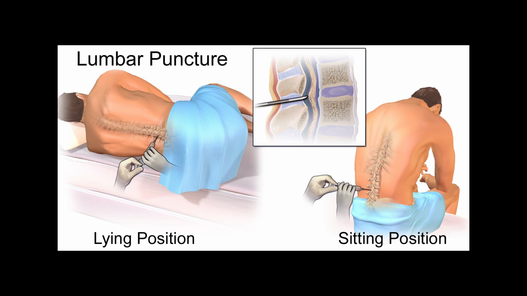Nursing considerations. Ensure that the patient is positioned on one side at the edge of the bed or examining table with back toward the physician, and thighs and legs flexed as much as possible to increase the space between the spinous processes of the vertebra. Ensure that the patient is relaxed, because an anxious patient may have an increased pressure reading.